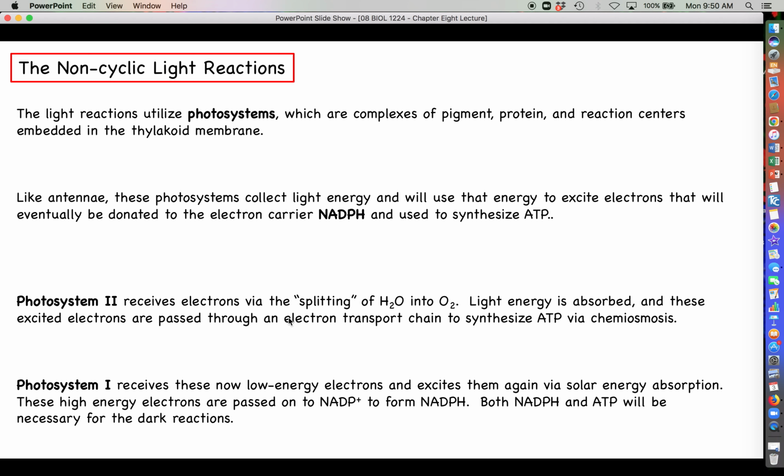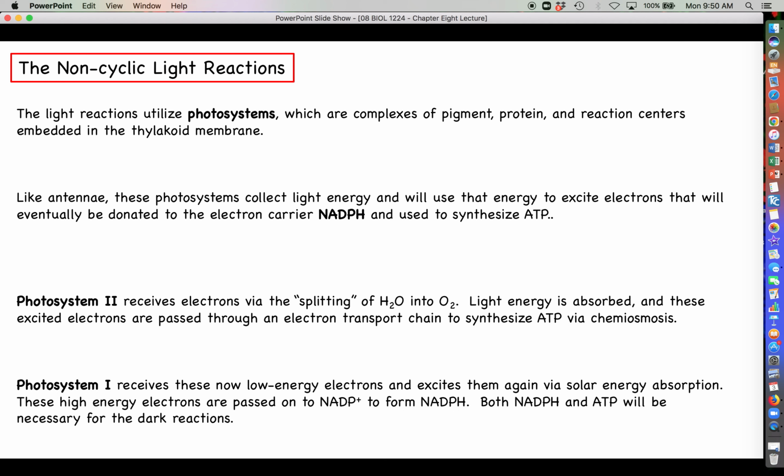Now, once these electrons pass through this electron transport chain, if this were cellular respiration, we would expect those electrons to be accepted by oxygen, and then that would be the end of the line. Well, once we have leached all the energy out of these electrons that came from water, once they pass through this electron transport chain, those electrons that now have low energy are then going to complex with photosystem 1. So photosystem 1 will take those now low energy electrons and excite them again by absorbing more light.